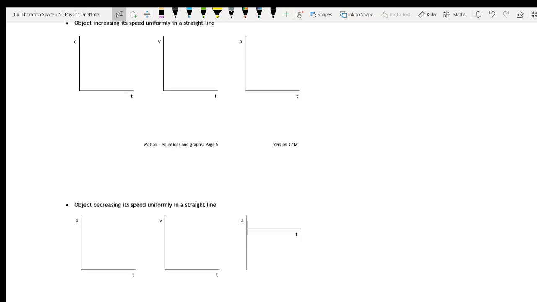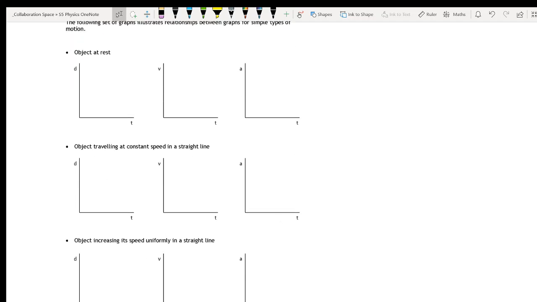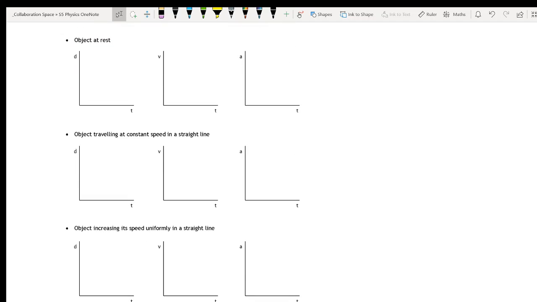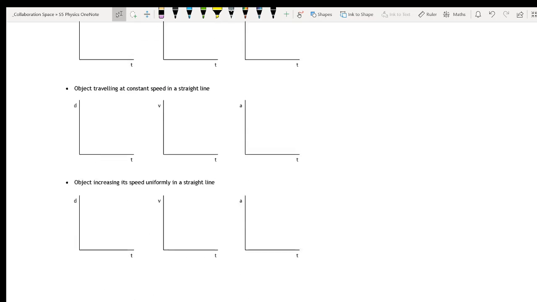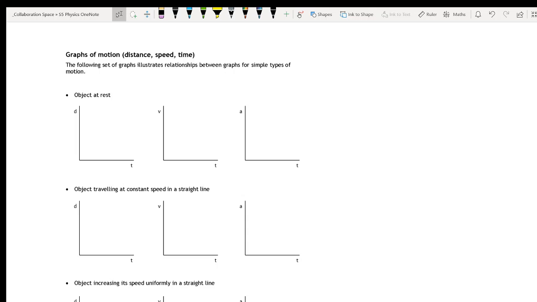So there's one over the page as well. So object at rest, object travelling at constant speed in a straight line, object increasing in speed and decreasing in speed. Feel free to talk amongst yourselves and discuss.